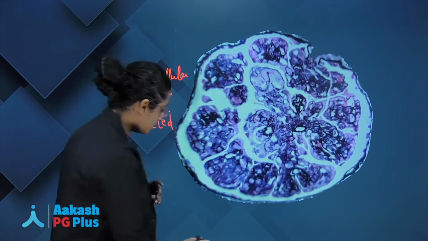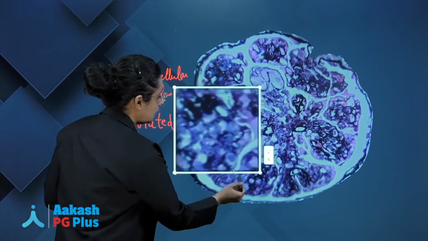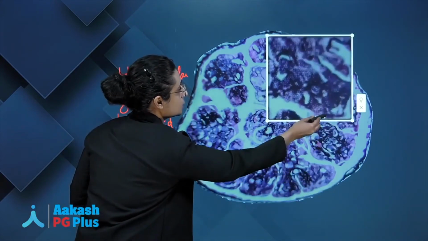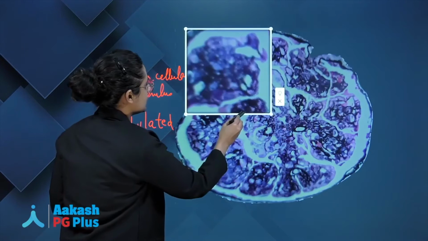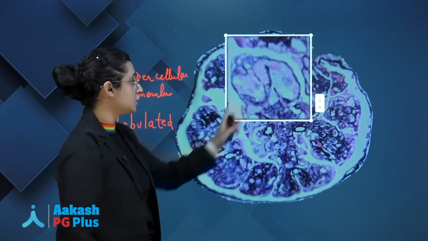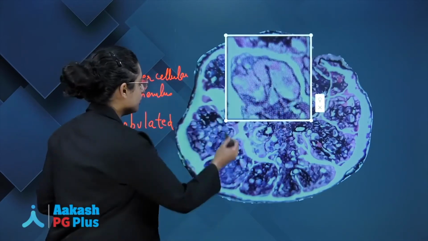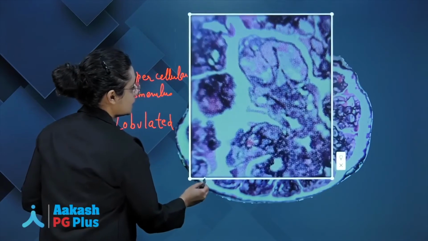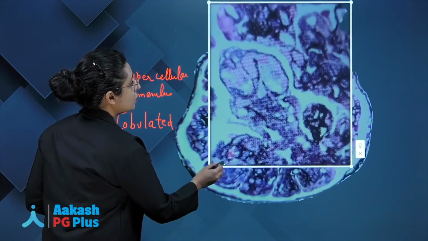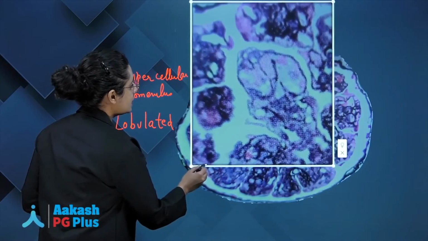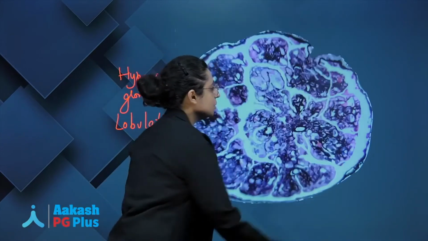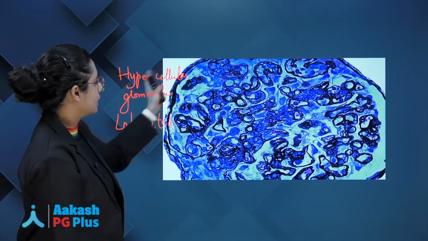Let me just zoom into these two important structures. You can see the lobulated appearance. These are lobules, a lobulated appearance due to proliferation of mesangial cells and deposition of mesangial matrix. So you can see this pinkish mesangial matrix and the lobulated appearance of this hypercellular glomerulus. Lobulated architecture along with increased deposition of mesangial matrix in a hypercellular glomerulus is a feature of membranoproliferative glomerulonephritis.